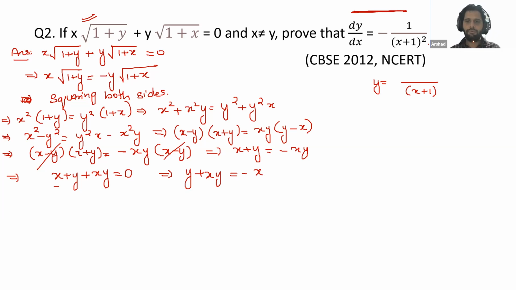Okay, Umer? Okay. Now next, here take y common, so you will get 1 plus x here, and this is equal to minus x. Now shift this 1 plus x to the right side. You will get y is equal to minus x by 1 plus x. Is it clear now, everyone?